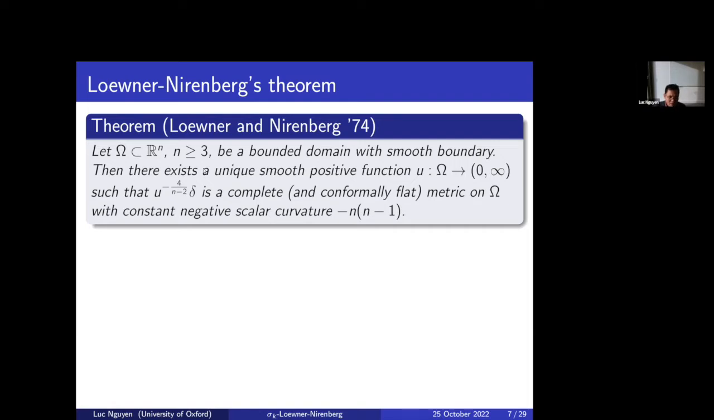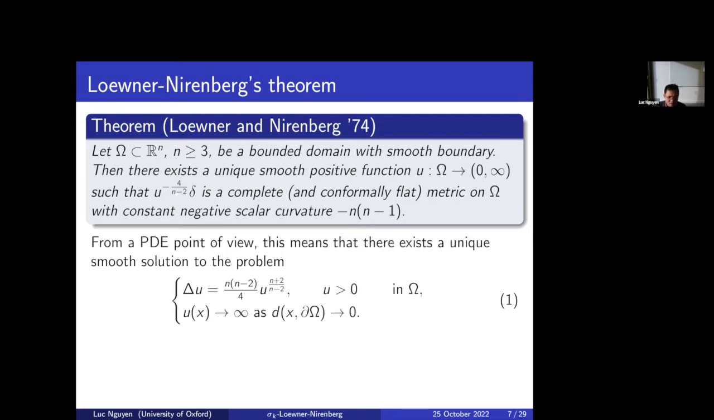Then their theorem asserts that there is a unique smooth positive function u on omega, such that if we take, I think there's a typo here, so we take u raised to the 4 over n minus 2, and then we multiply that with the Euclidean metric delta. Then we obtain a complete and, of course, conformally flat metric on omega that has negative scalar curvature.